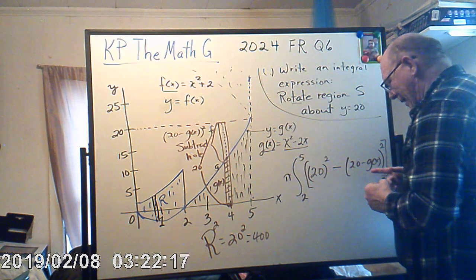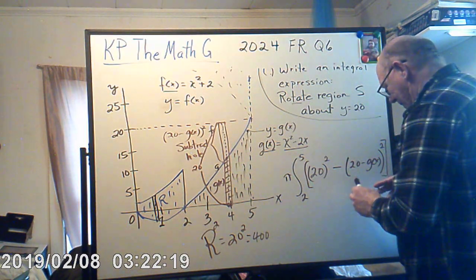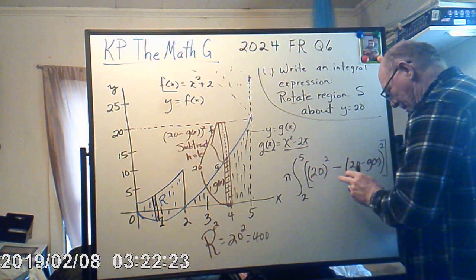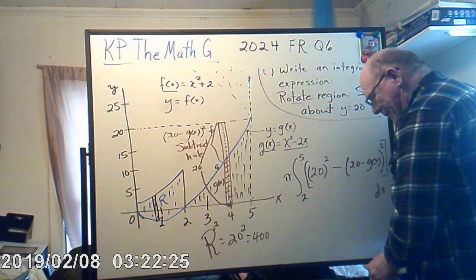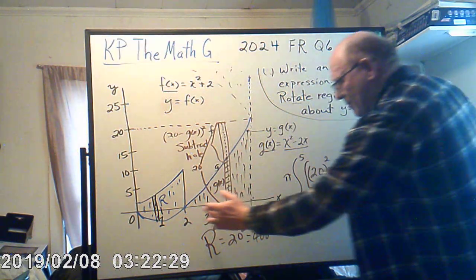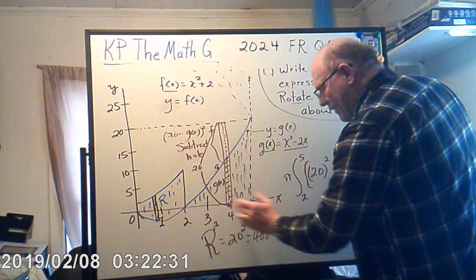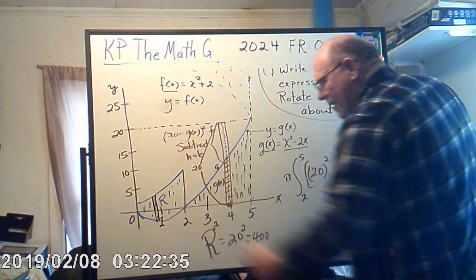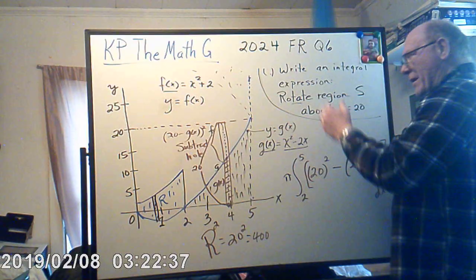Don't write this out right here, and don't do any more work on this. You don't have to. All you've got to do is make sure you're going from 2 to 5. That's all that we're concerned about. We're not concerned about 0 to 2 anymore. That was from our last problem.